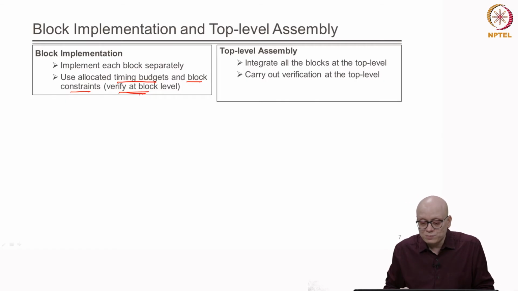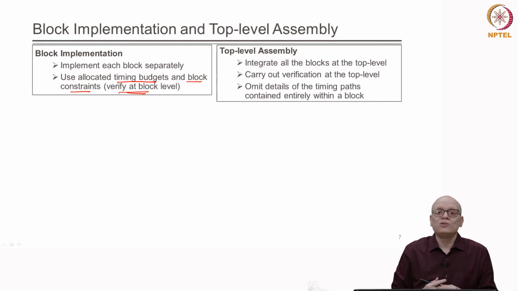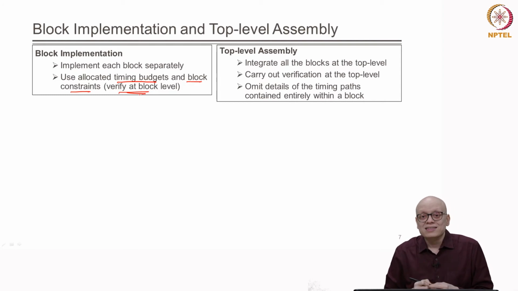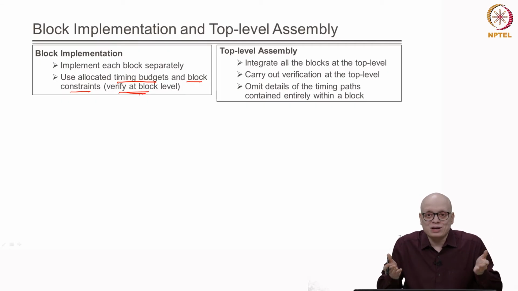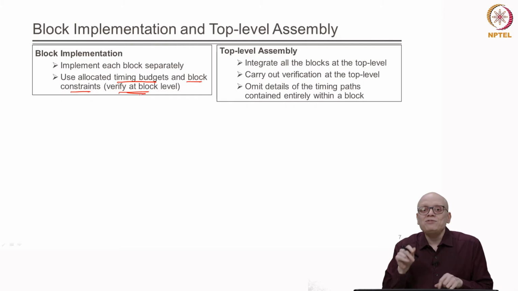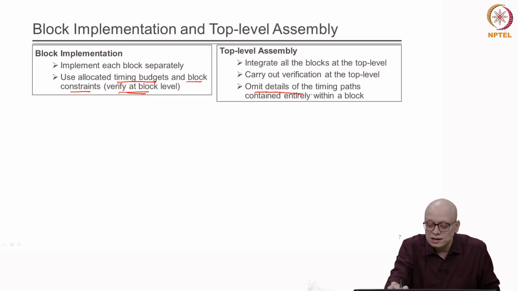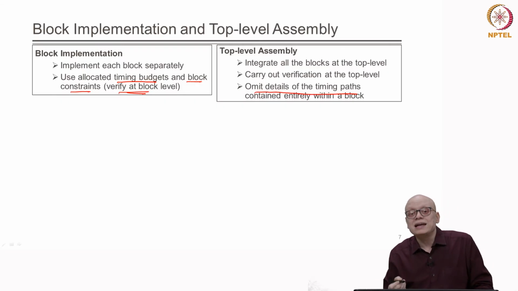Now, here the problem comes. If we put everything in the block that was there at the top level and we carry out verification, then the complexity of verification at the top level remains the same, because all the blocks' views are there at the top level. But how can we avoid this problem? We can omit the details of the timing paths contained entirely within the block. Why can we omit?